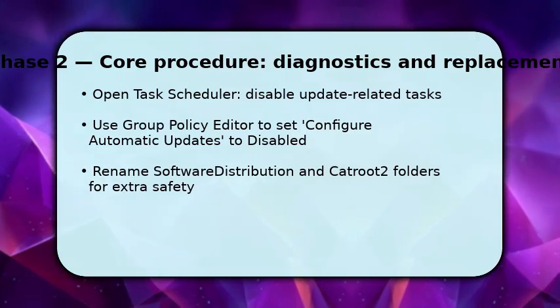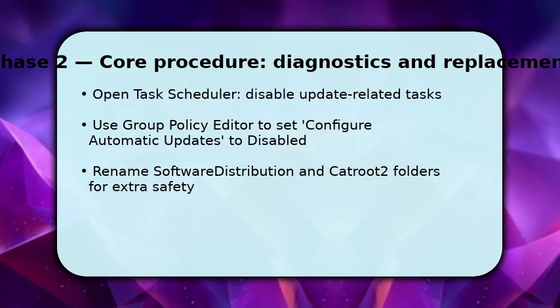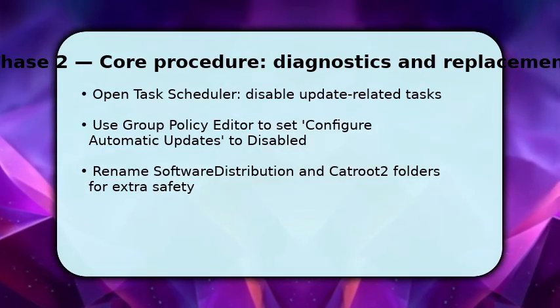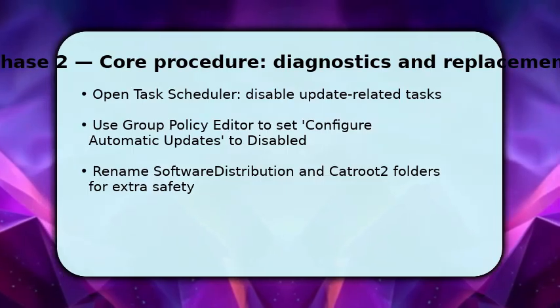/System32/catroot2 to add .old. This prevents cached components from triggering updates. These steps block multiple update trigger paths.